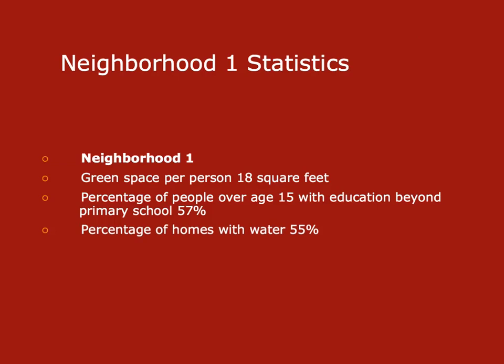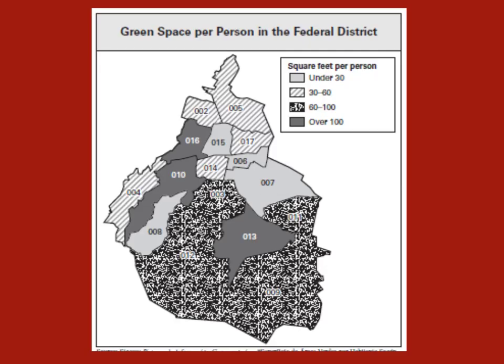Alright, got that information? Let's move on. This is where we're going to start looking at our delegaciones. Now, we said that our green space per person was 18 square feet. So what we need to do is first look up here at this graph, and this tells us the square feet per person. Ours was 18, so we're going to go with this gray area right here, because it says this is under 30 square feet per person.